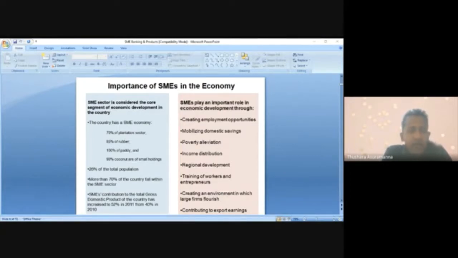Generally, a country has an SME economy where 70% of plantation, 85% of rubber, 100% of paddy and 90% of coconut are smallholders. So this is a bit of numbers. Maybe 25% of the total population, and 70% within the SME sector, as Nawaz also mentioned. So 52% in 2011, 40% in 2010. Right now it has increased to 60% as of the recent past.